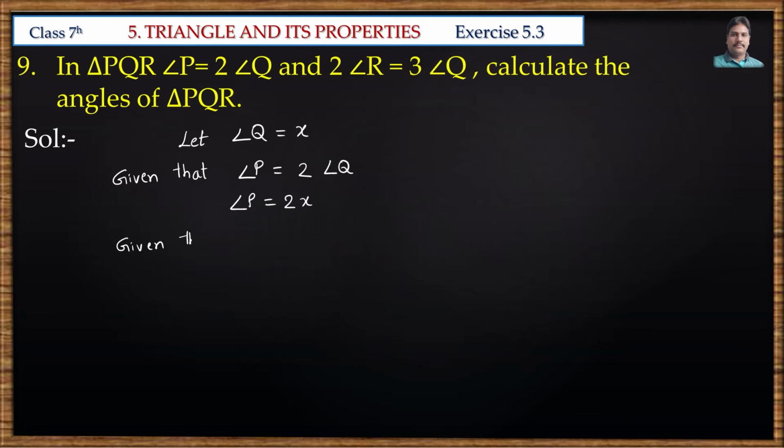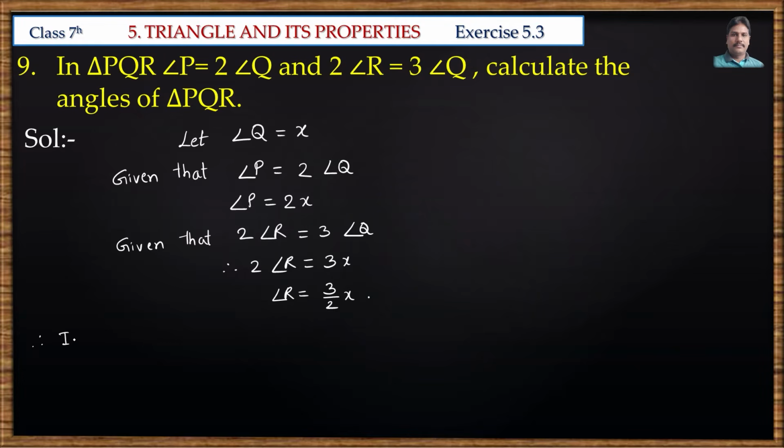Given that 2 times angle R is equal to 3 times angle Q. Therefore, 2 times angle R is equal to 3 times angle Q, which we assumed as x, so 3x. 2 is multiplying angle R. If we transpose it to the right side, it will divide. So angle R is equal to 3 by 2x.